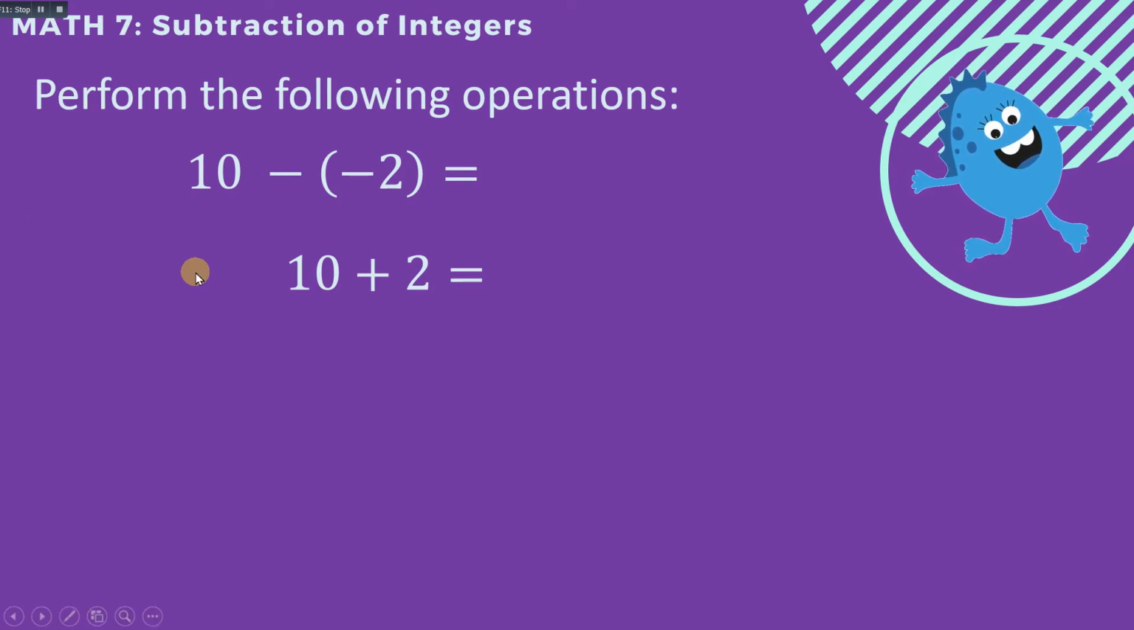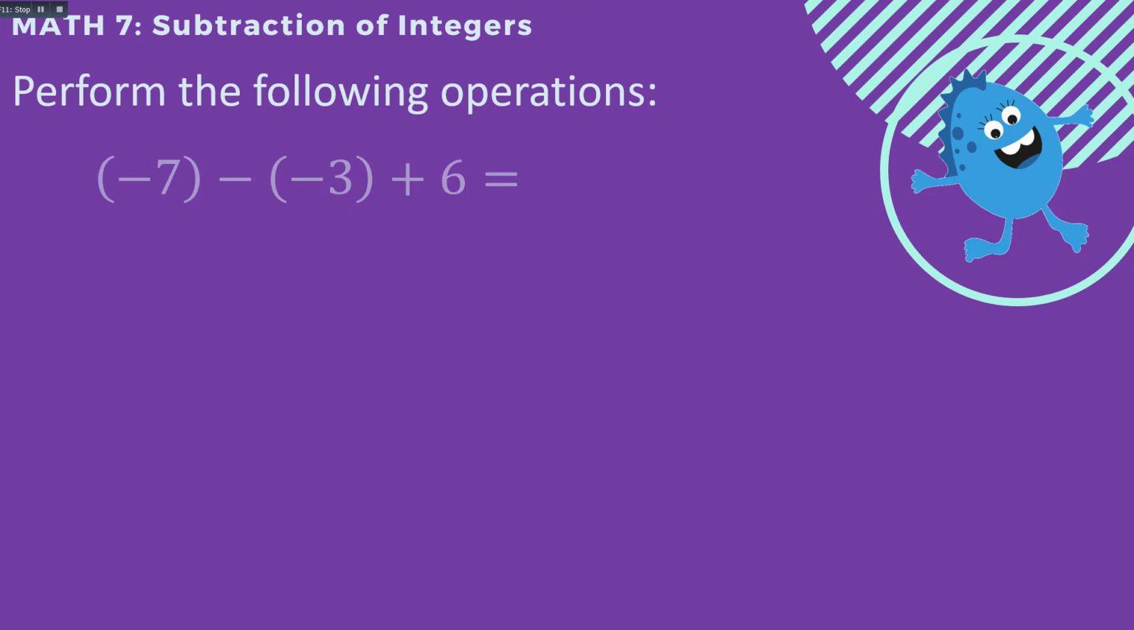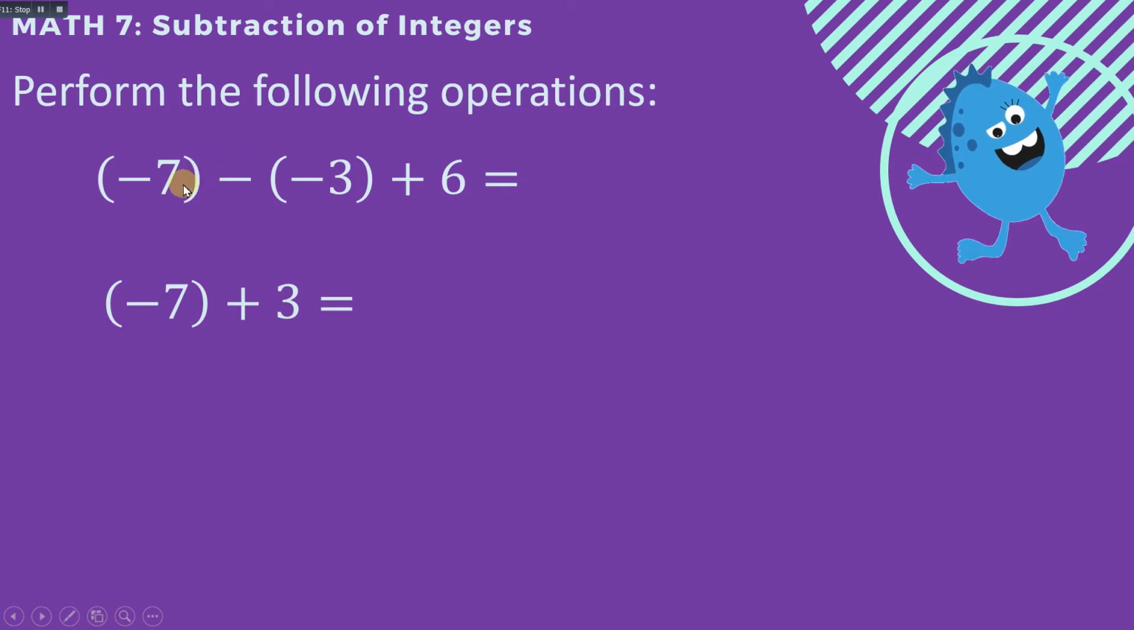Next would be negative 7 minus negative 3 plus 6. Okay. Again, we need to do the operation for negative 7 minus negative 3. So that will be: copy the minuend, negative 7, change the subtraction to addition, and change the sign of negative 3 to positive 3. Then perform the common rule for addition, which is different sign, subtract and follow or copy the sign of the larger value. For this one, the answer would be negative 4.